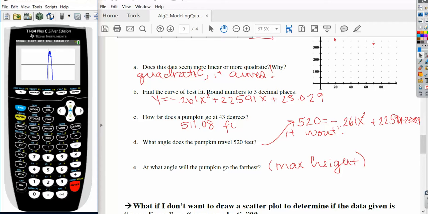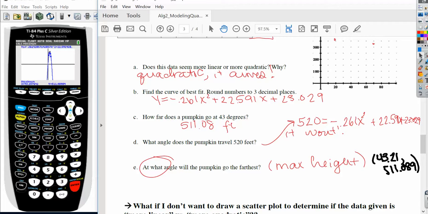But there it is. So I'm gonna hit second trace and do my maximum, 4. Go up to my vertex, go to the left, hit enter, go to the right, hit enter, hit enter. So my maximum, my vertex, is 43.215, 511.089. So it says at what angle?